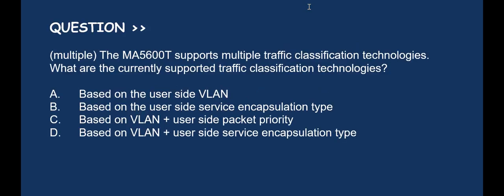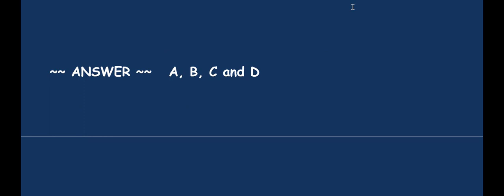The question is, the MA5600T supports multiple traffic classification technologies. What are the currently supported traffic classification technologies? Option A, based on the user side VLAN. Option B, based on the user side service encapsulation type. Option C, based on VLAN plus user side packet priority. Option D, based on VLAN plus user side service encapsulation type. The correct answers are option A, B, C and D.